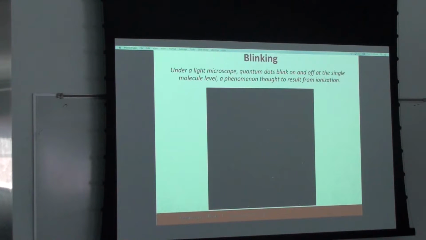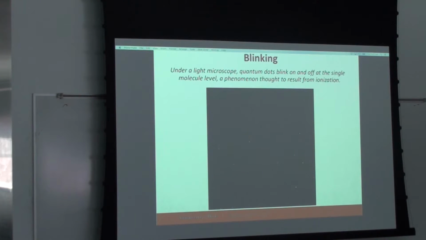The mechanism is still mysterious. People have been studying this since it was discovered in the mid-90s, and 20 years later, we still don't really know what causes it. We know how to control it now. You can control it by growing a really thick insulating shell. That makes the particle really big, but it also makes it stop blinking.